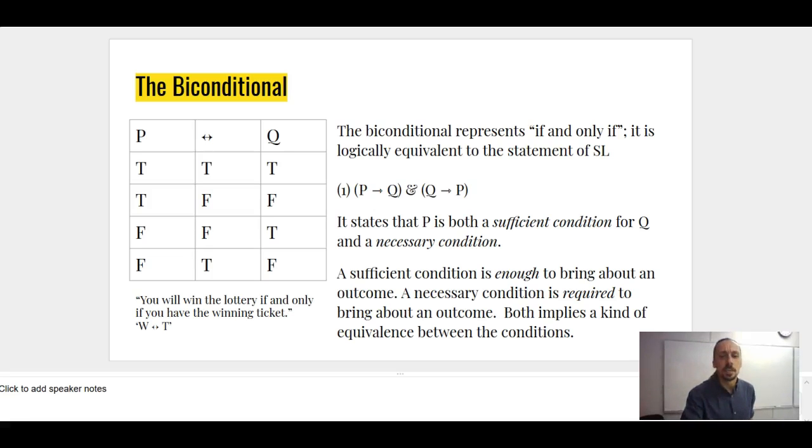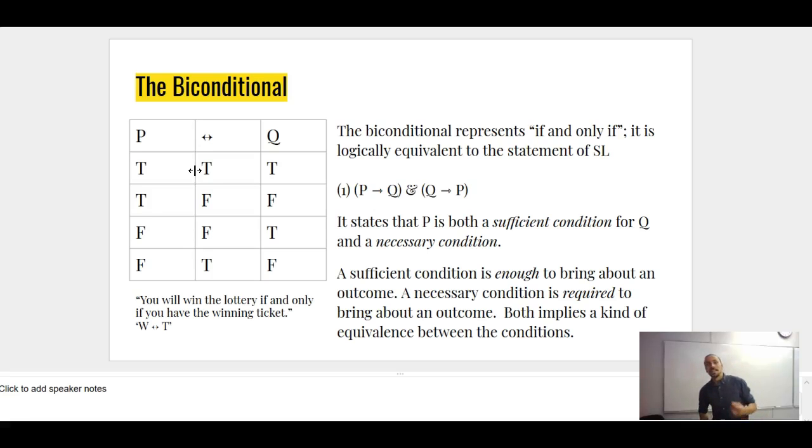You'll notice that the value of the if and only if is true when the values of its inputs are the same. So we have true, true, true, false, false, true, and false otherwise. In other words, the biconditional operates in such a fashion that if the values of its inputs are identical, it will output true. So in a way, it states that P is both a sufficient condition for Q and a necessary condition. Now, sufficient and necessary conditions are part of the technical concepts of philosophy you might have bumped into already. Something's being a sufficient condition means it's enough to bring it about. A necessary condition means it needs to be present to bring it about.